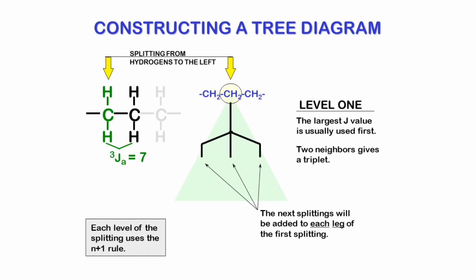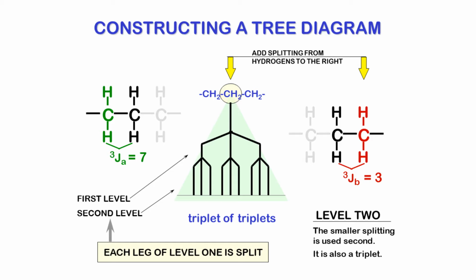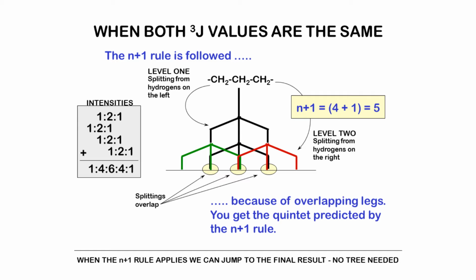Each level of splitting uses the N+1 rule. Next, add the smaller splitting value, 3 Hz, to each leg of the first splitting. This results in a triplet of triplets, as each leg of level 1 is split again. When both 3J values are the same, the N+1 rule is followed directly. Overlapping legs result in the quintet predicted by the N+1 rule, eliminating the need for a tree diagram.